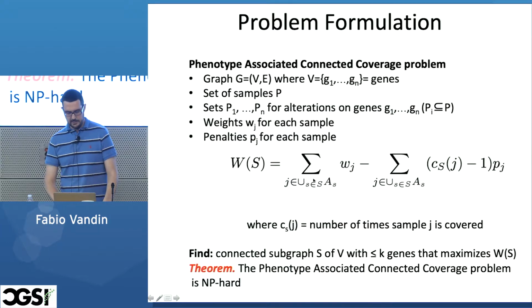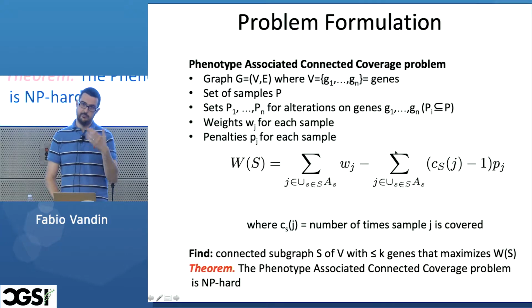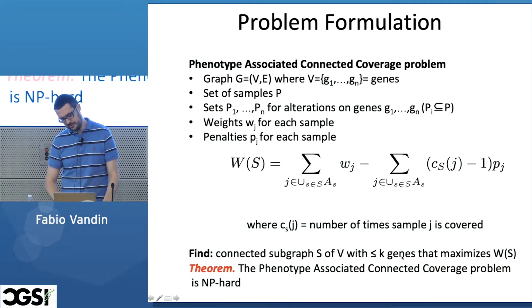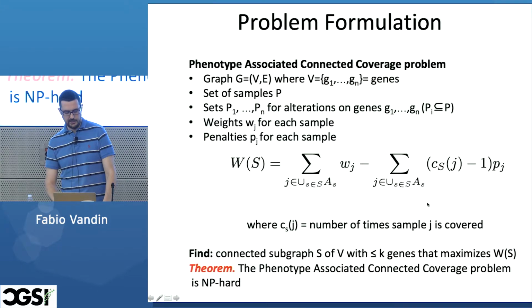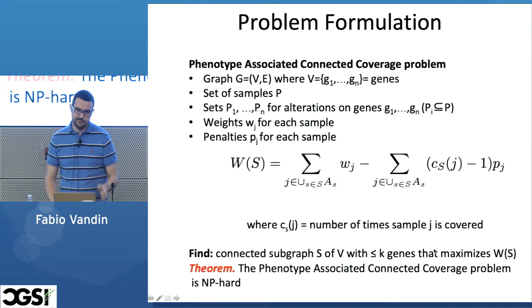And again, we are now looking for a connected subgraph of the input graph that has at most k genes and that maximizes the weight, where the weight is the same as we had before. So there is a component that relates to covering many samples with a high value of the target, and a component that penalizes having non-mutually exclusive mutations. Okay, so again, one can prove, just by a simple reduction from the problem considered by Uncover, that this problem is NP-hard, so probably there is no polynomial time algorithm to solve all possible instances.